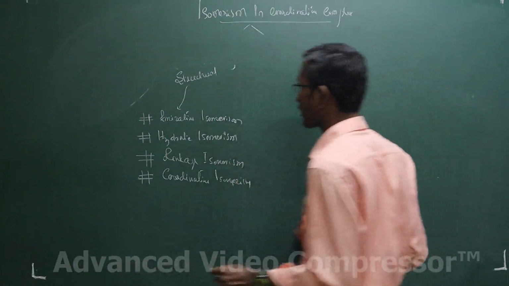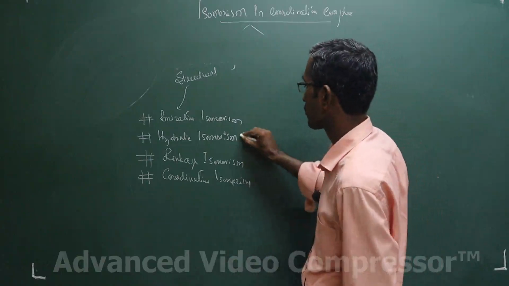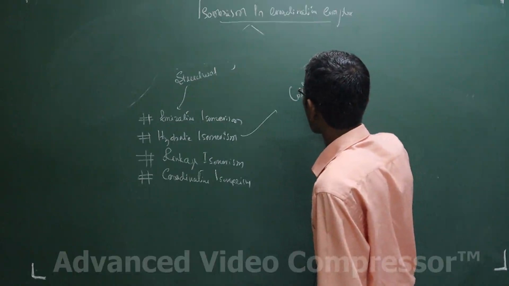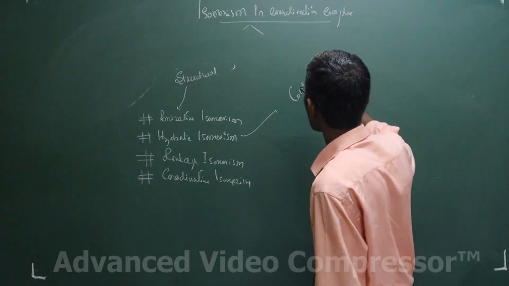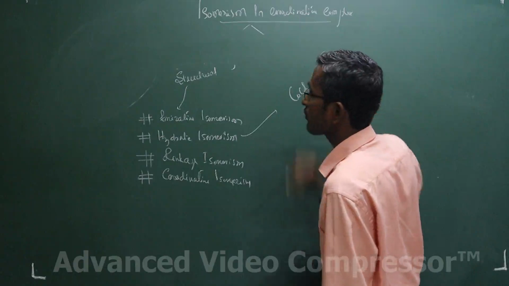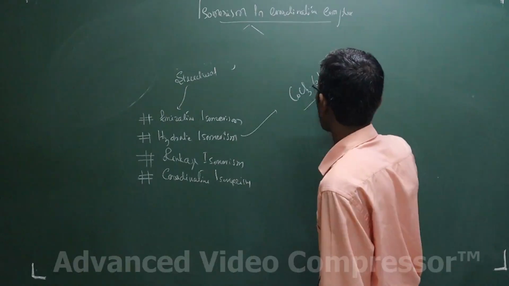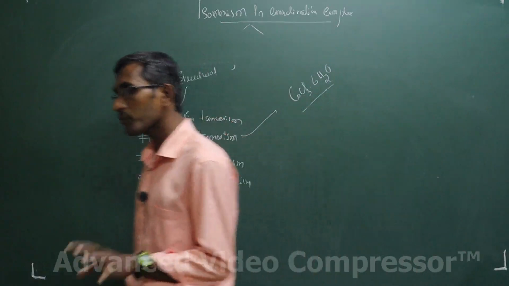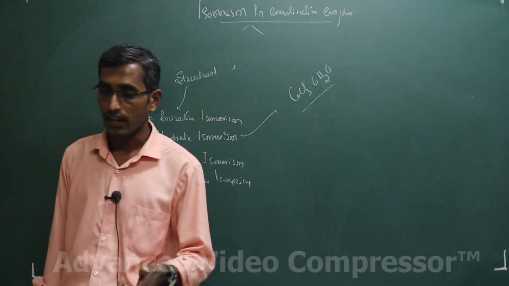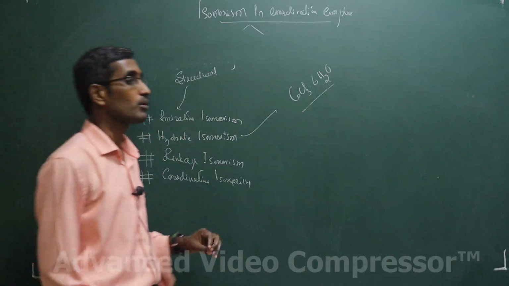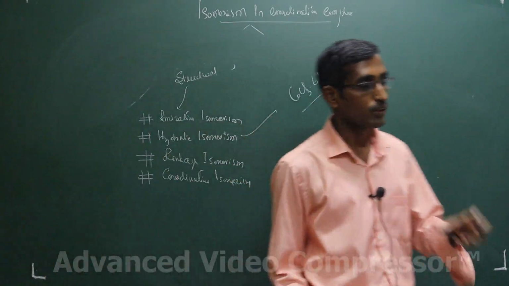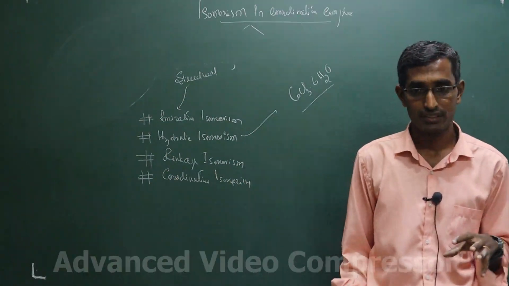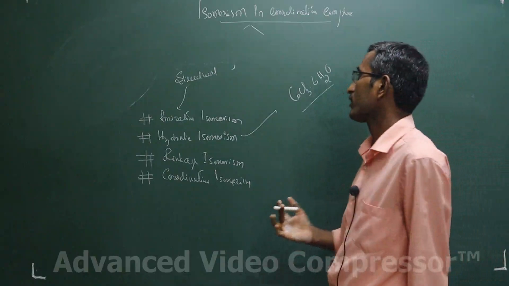Done with ionization isomerism, we'll go for hydrate isomerism. For example, I'll take CoCl3, 6 water molecules. In this particular complex, consider the number of water molecules as ligands and the number of water molecules outside the sphere, what is called the water of hydration. The water of hydration and the water of ligation will be different in this case.